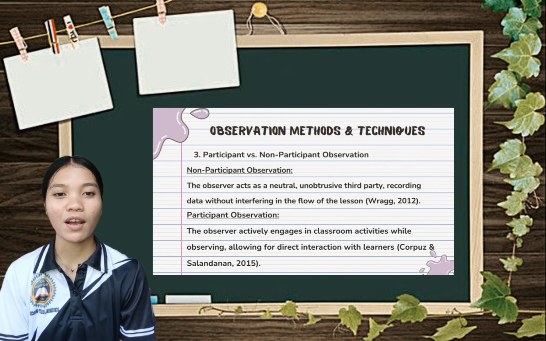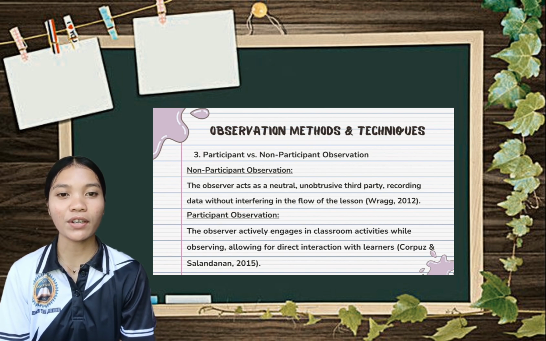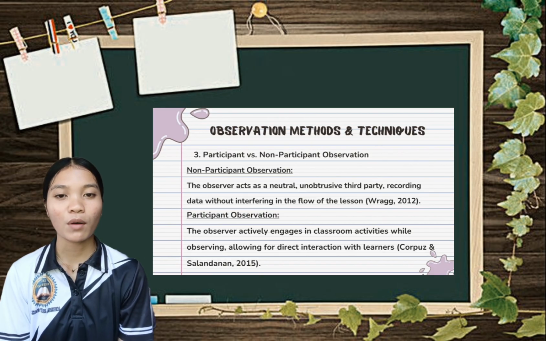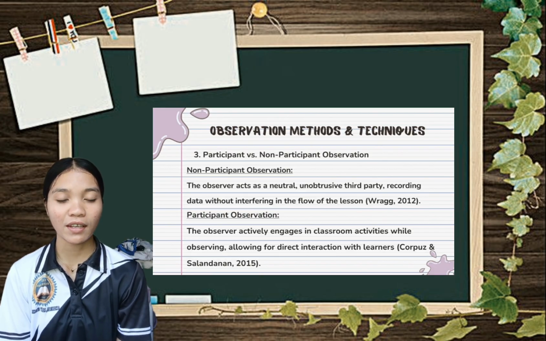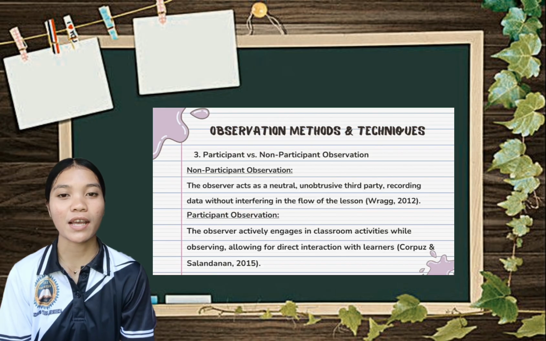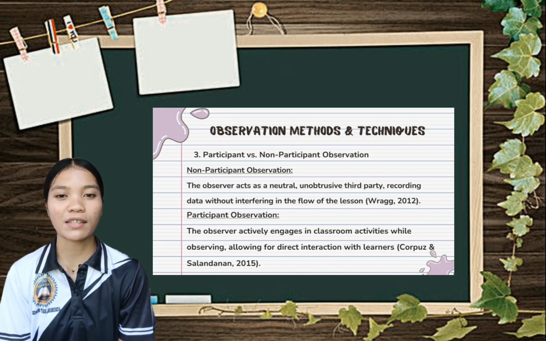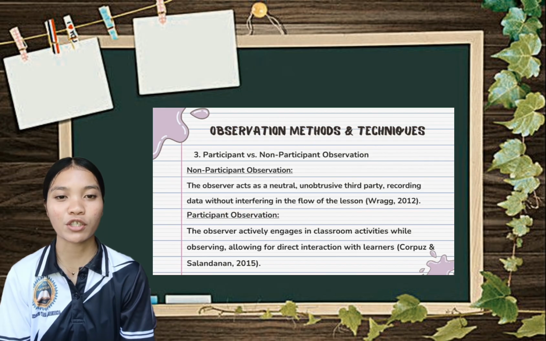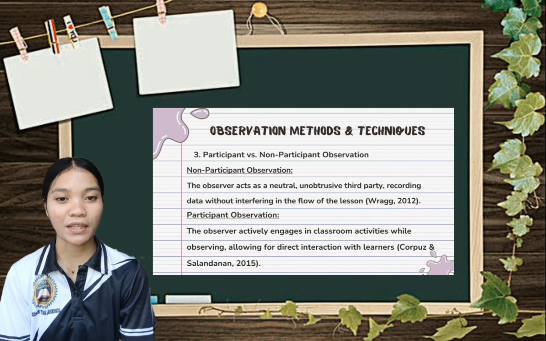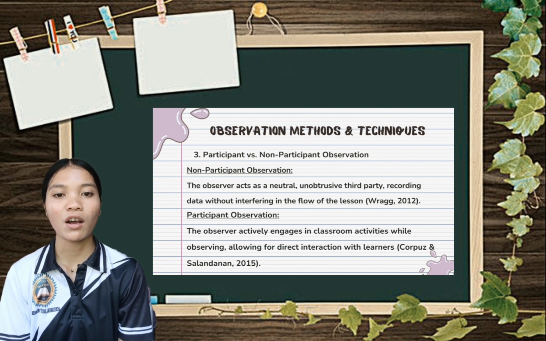For example, a student teacher may assist learners during a group activity while observing how they communicate, cooperate, and respond to the activity. So the simple difference is, non-participant observation means observing without actively participating, while participant observation means participating while also observing. The choice between these two depends on the purpose of the observation and the role of the observer.